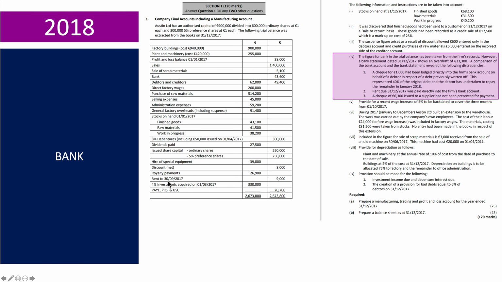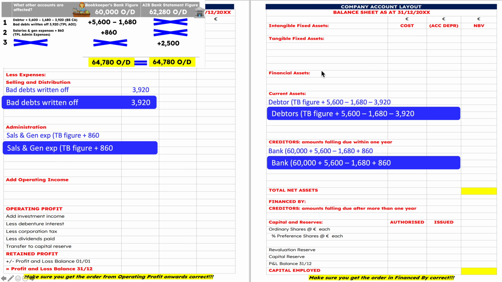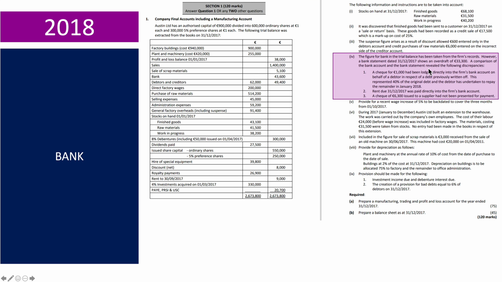Okay, 2018 then came up. Alright, so we're noticing it's coming up every single year here recently. So number 4, the figure for bank in the trial balance has been taken from the firm's records. However, a bank statement dated the 31st of the 12th, 2017 shows an overdraft of 33,300. A comparison of the bank account and the bank statement revealed the following discrepancies.